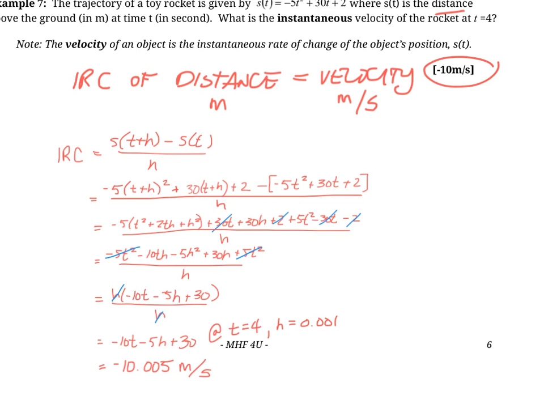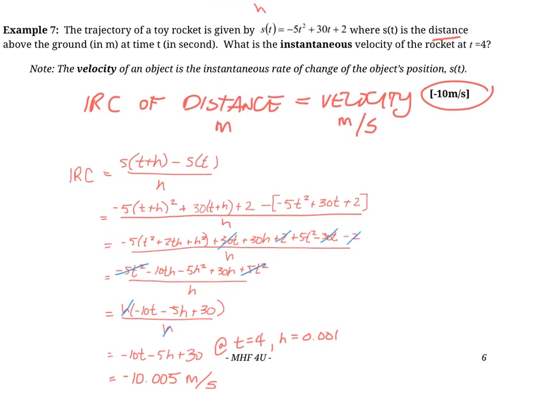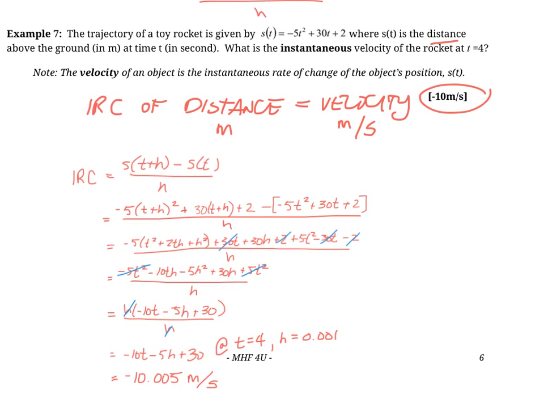Now, what do you think the negative means there? Think about it. What does the negative mean? Well, to do that, let's think about what positive and negative mean in terms of the question, right? So the trajectory of a rocket, so the path of a rocket basically, is modeled by that equation. So s at t is the distance above the ground. So if the distance above the ground is changing in a negative way, one way to think about it is that it is moving towards the ground, right? It is getting less high by 10 meters every second. So it's basically falling at a rate of 10 meters per second at a time of 4.